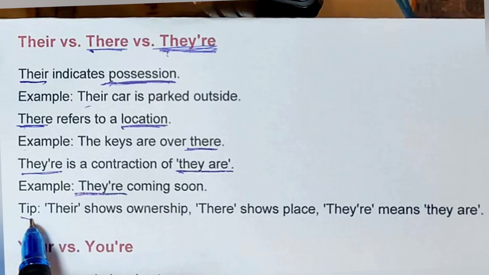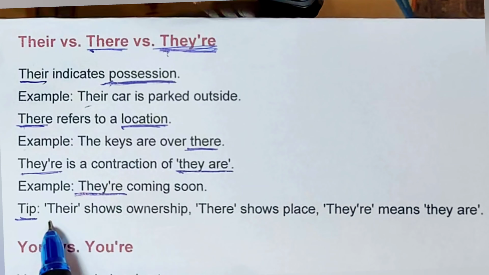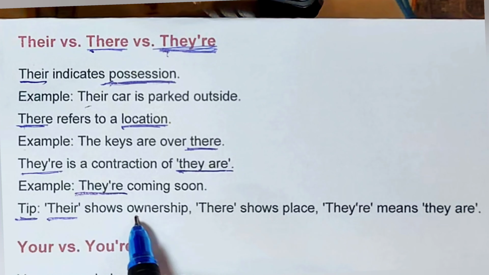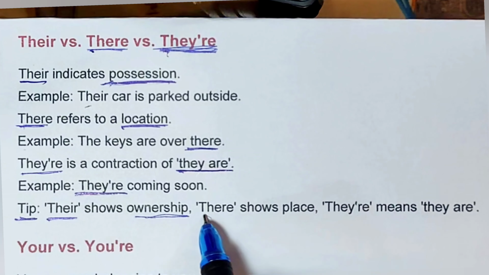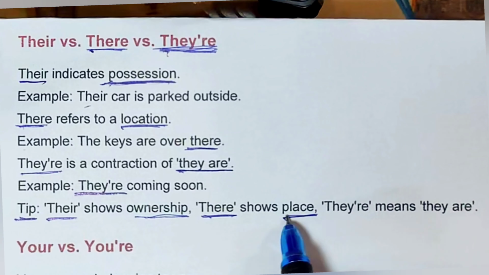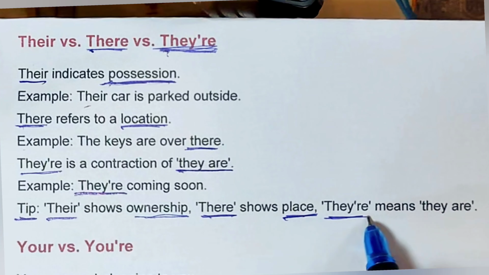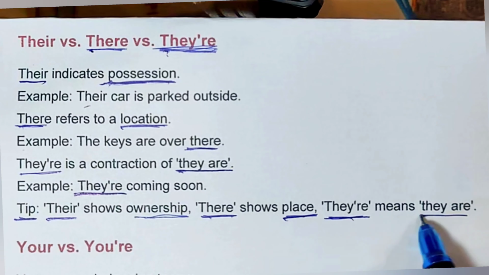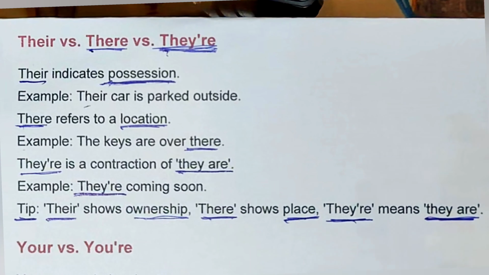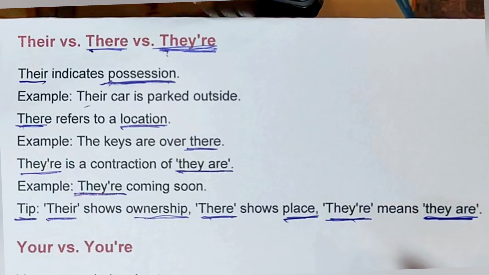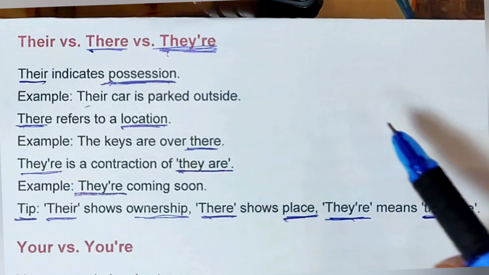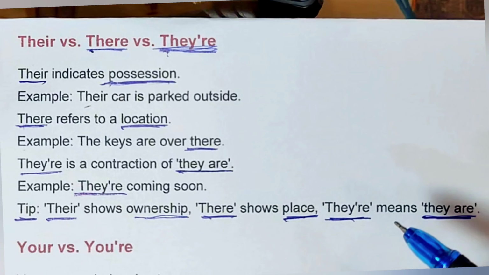Tip for these three trio words: their shows ownership, there shows place, and they're means they are. They are simple. And hopefully you understand this trio. Let's move on to the next one.